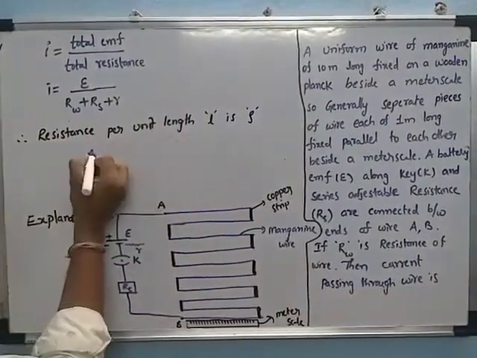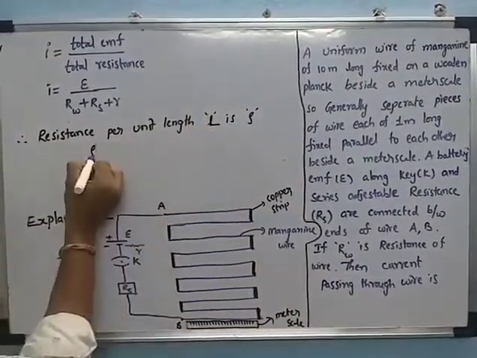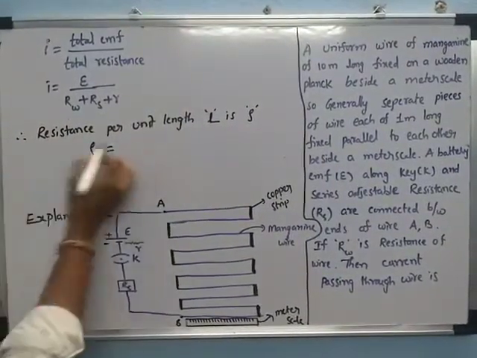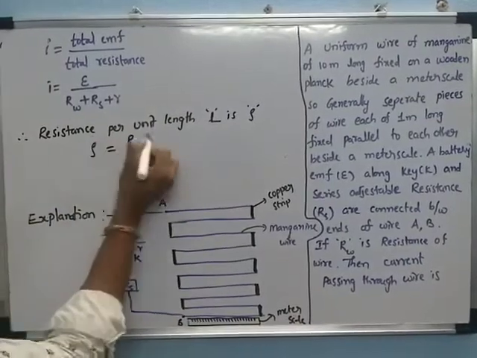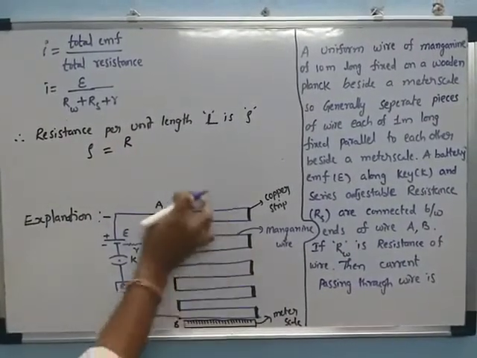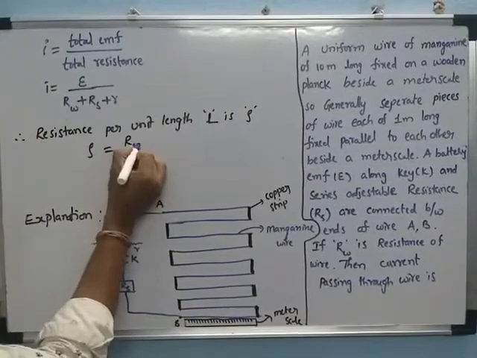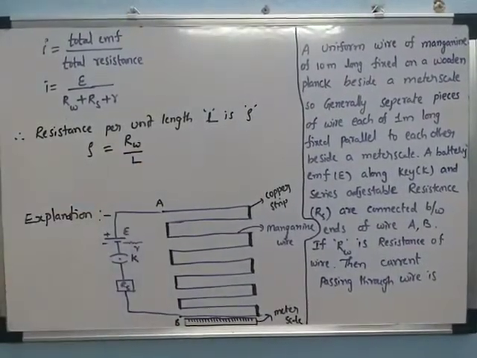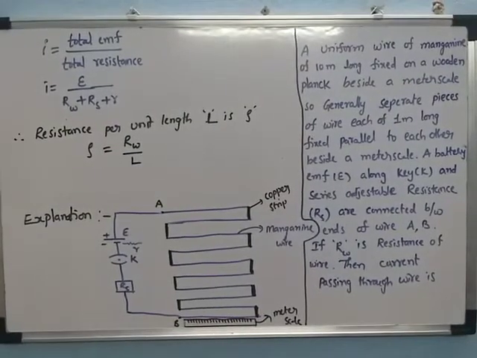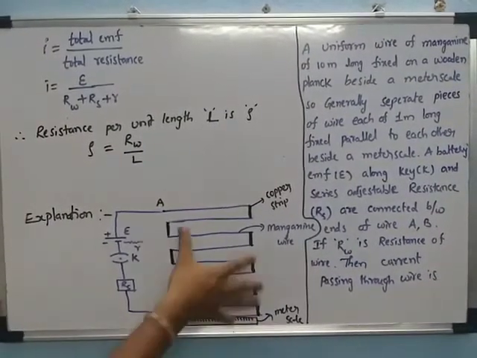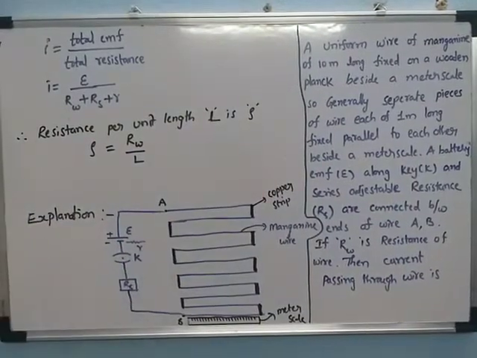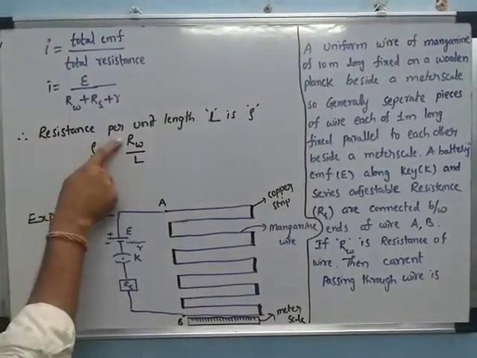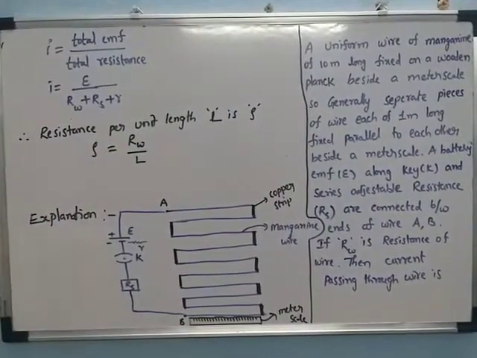Now this resistivity rho is equal to the resistance per unit length. The resistance is the resistance of the wire, the total wire resistance RW, divided by its length. The length is capital L. This is the resistance per length of the wire, and that is called the resistivity. The resistivity is equal to RW by L.